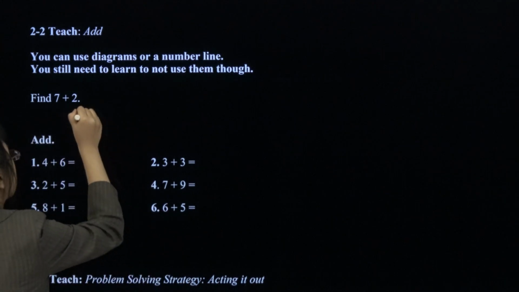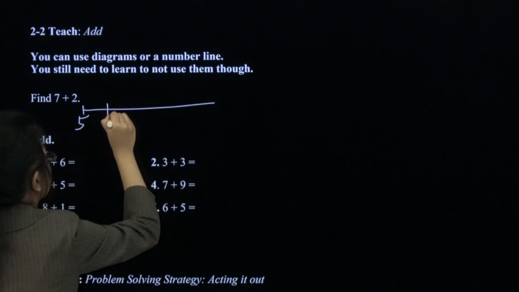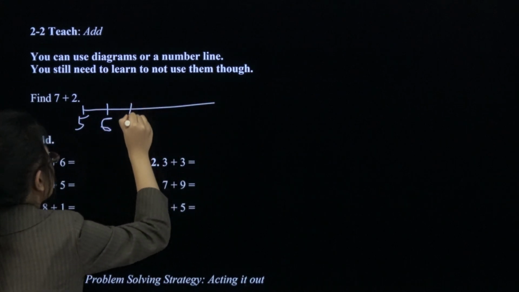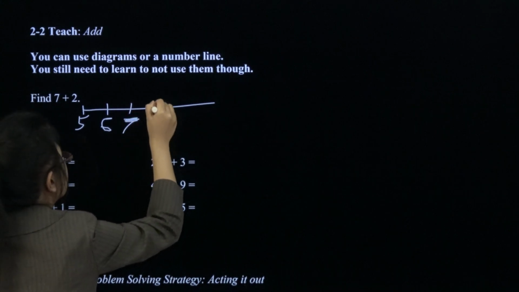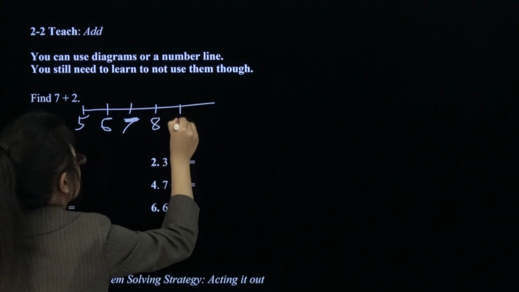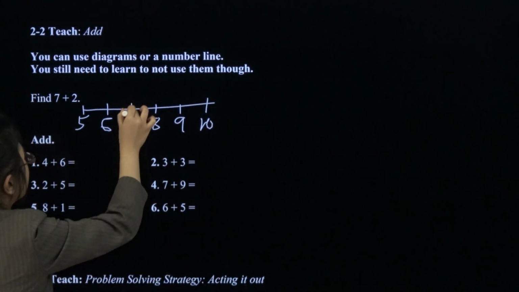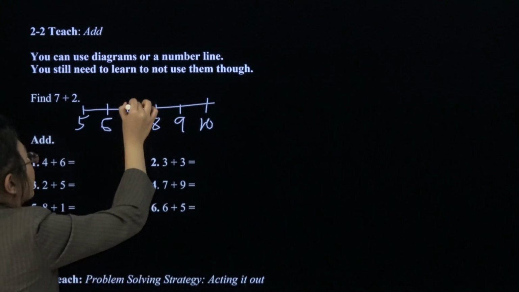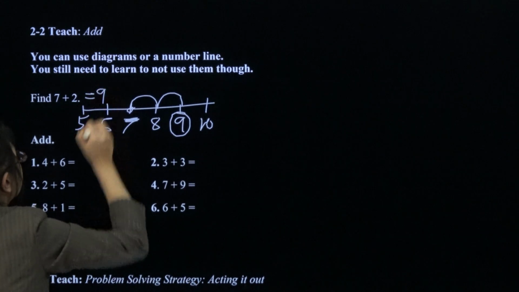Well, okay, let's just start the number line from 5. Because why not? And then 6, 7, 8, 9, 10. All right, so we start from 7, and we add 2. 1, 2. We get 9. 7 plus 2 equals 9.